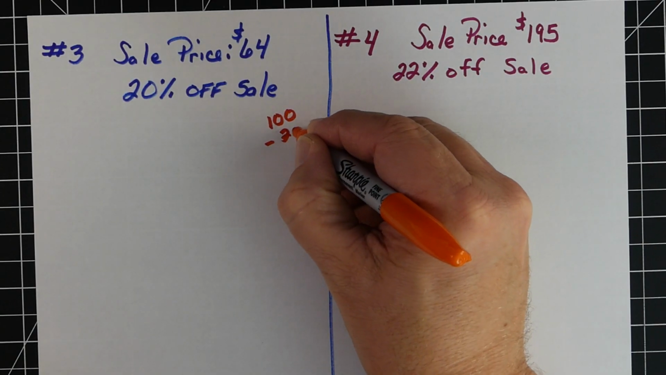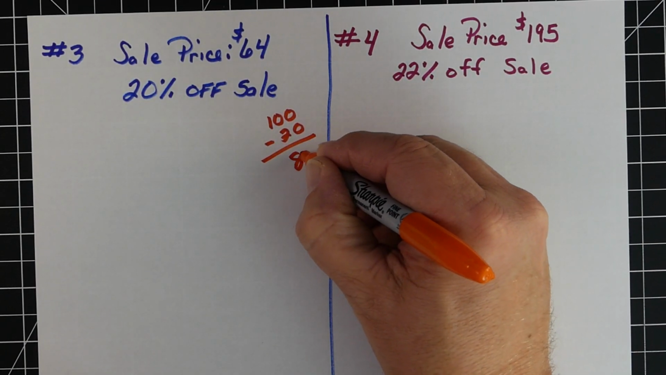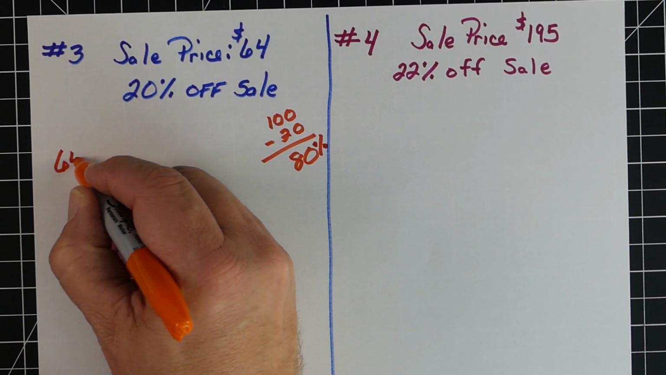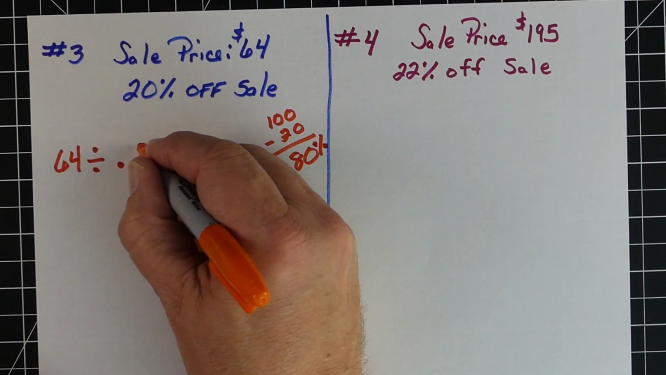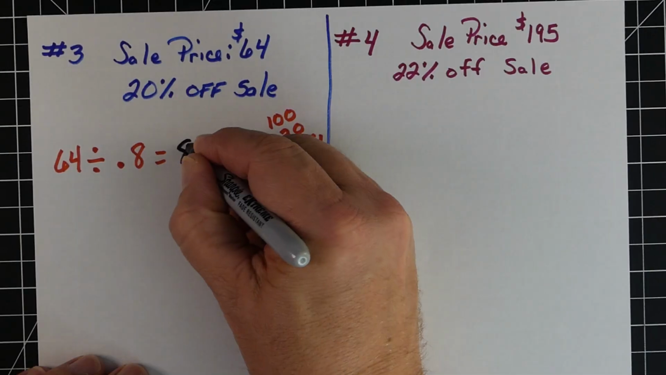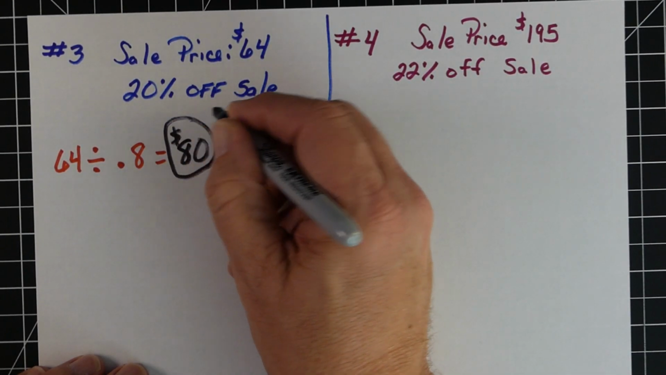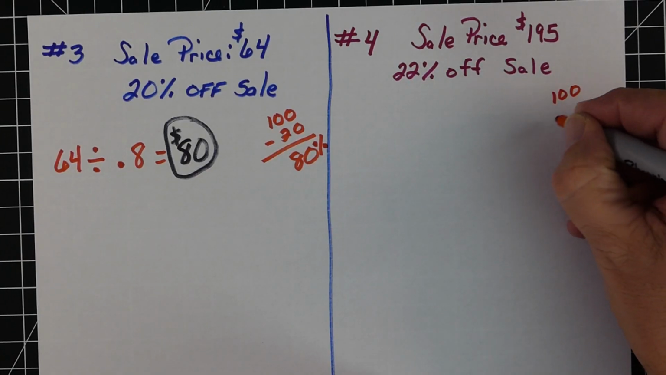Now, in these two problems, we're going to kind of shortcut it. So I know the whole amount is 100%, so if I subtract the sale percent, 20, I get 80. So I just do the sale price, 64, divided by the 80%, 0.8, and I get my answer of $80. So the original price was $80.